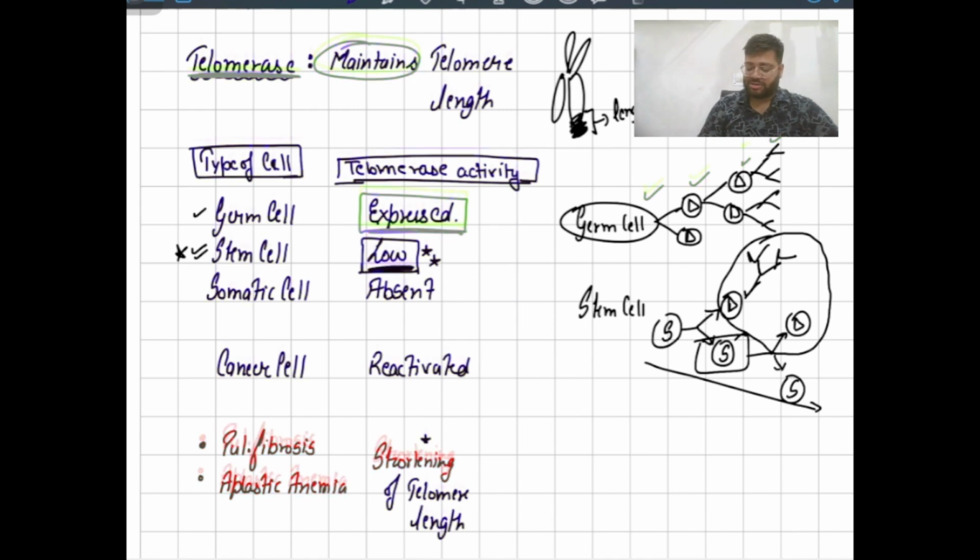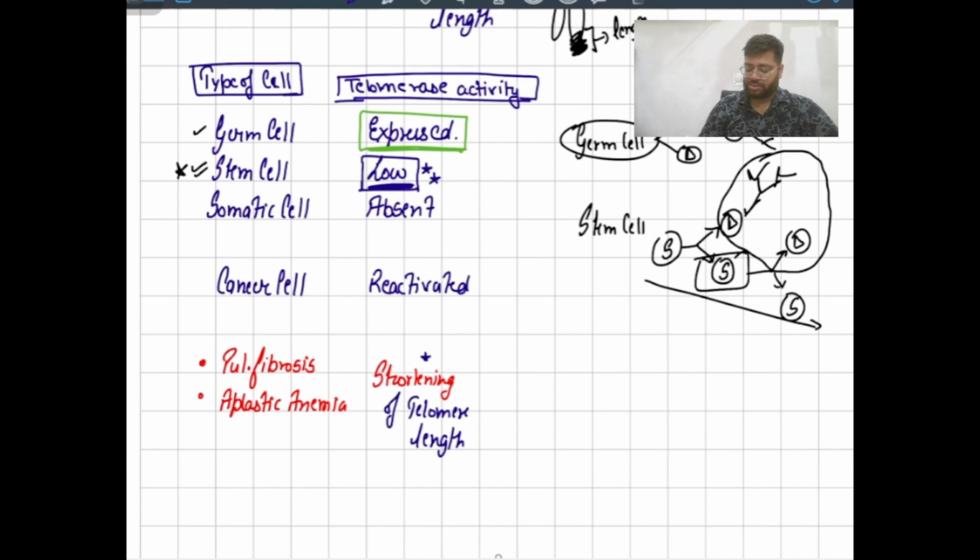Let's say there is a somatic cell. The concept here is that a somatic cell does not divide indefinitely. There is no telomerase activity needed because it does not divide, because it has got no telomerase activity. It can divide up to a certain limit and after that it will not be able to divide. That certain limit is 40 to 60 times, which is called the Hayflick limit.